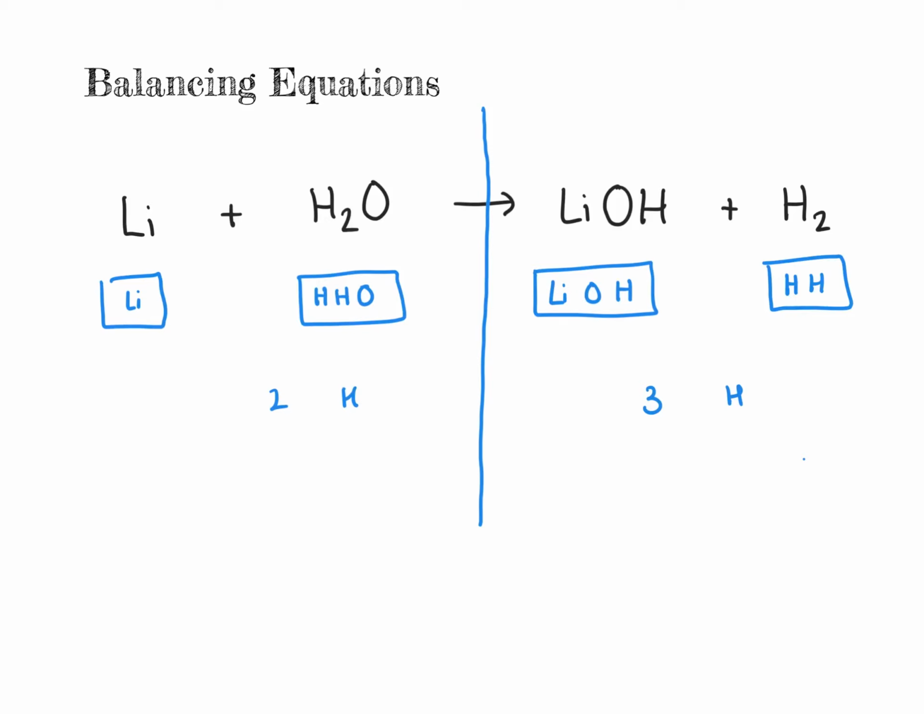Now, you can't take anything away when you're balancing equations. All you can do is put more in, multiply, and use more reactants or create more products. So we've started with 2 hydrogens, but we've magically ended up with 3. Can't happen, so we need to make sure that we put in more hydrogens on the left-hand side to get it to balance.